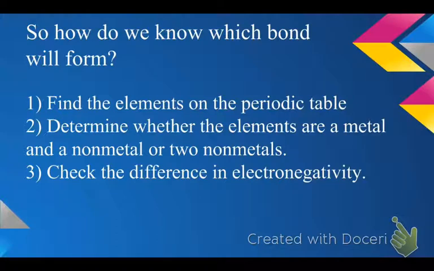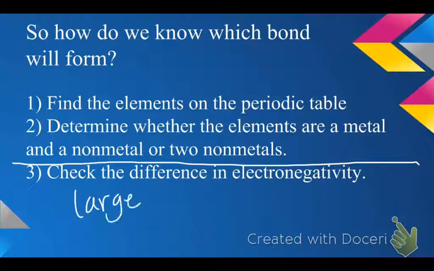So to predict which bond will form, first find your elements on the periodic table. 2, determine whether you have a metal and a nonmetal, or 2 nonmetals. If you're not sure if you have hydrogen or a metalloid, then you can do number 3 if number 2 is not working for you. Then you can check the difference in electronegativity. Remember, if it's large, that means one should actually steal the electron from the other, so that would be ionic. If it's small, then it would be covalent.